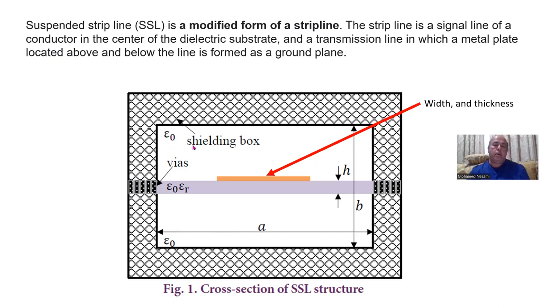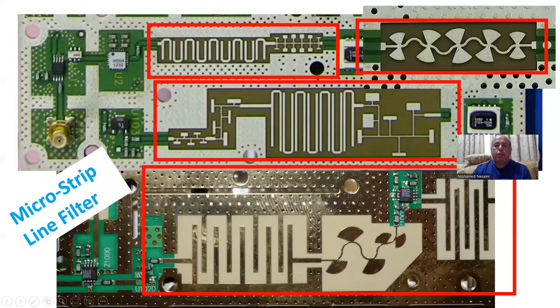The medium in here is air, as you can see, epsilon zero, and this is epsilon R, the dielectric material. On both sides we need something to connect the top ground with the bottom ground, because we don't want it to be isolated by the metal. So we have a bunch of vias printed on the line. A suspended strip line is basically a modification of a strip line. A strip line is a signal line of a conductor in the center of a dielectric substrate, as you can see, and so forth. So let's go further.